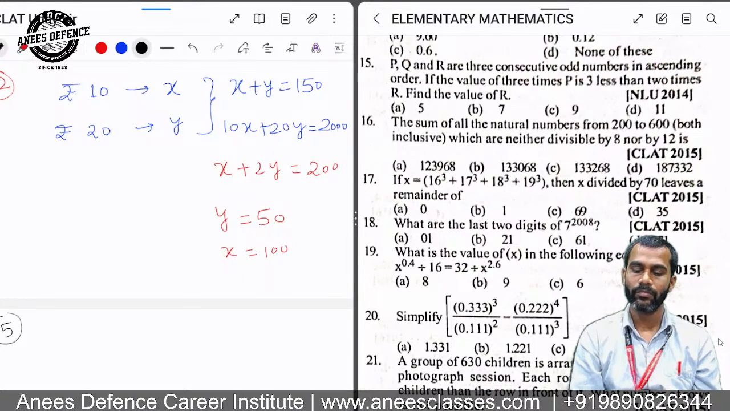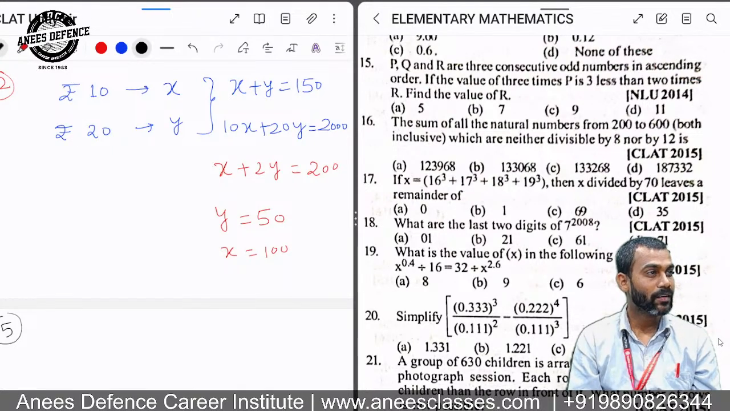Yes or no? Can we assume three numbers x, x plus 2, x plus 4? Yes or no? Odd numbers. So x is odd, so x plus 2 will be odd, x plus 4 will be odd. Yes, but x is odd, so x plus 2 will be odd. Odd plus even is odd.